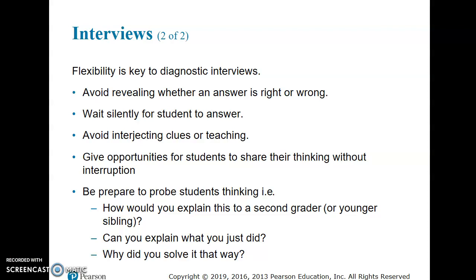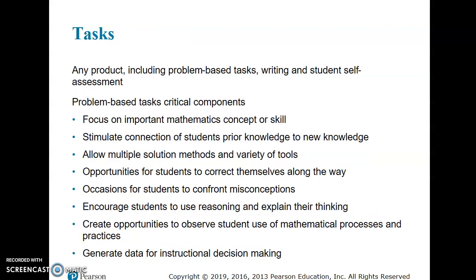When you plan for an interview, make sure you have an overall plan that includes an easier task and a more challenging task in case you have misjudged the starting point for your student or students. Tasks refer to products including problem-based tasks, writing, and self-assessment.